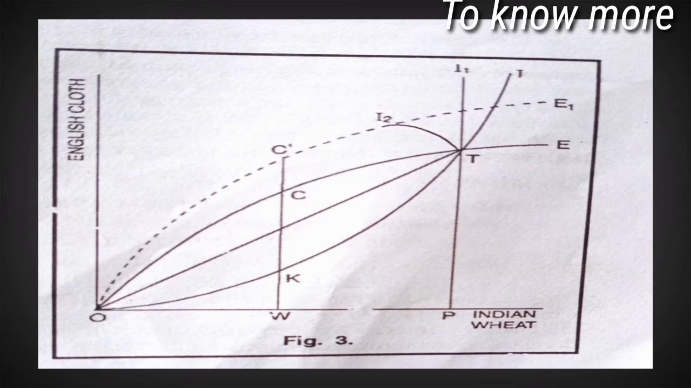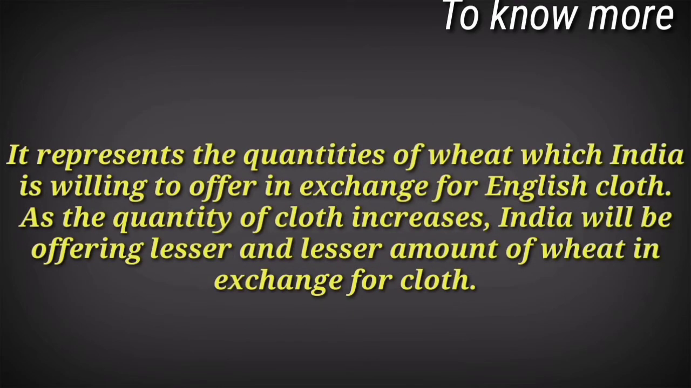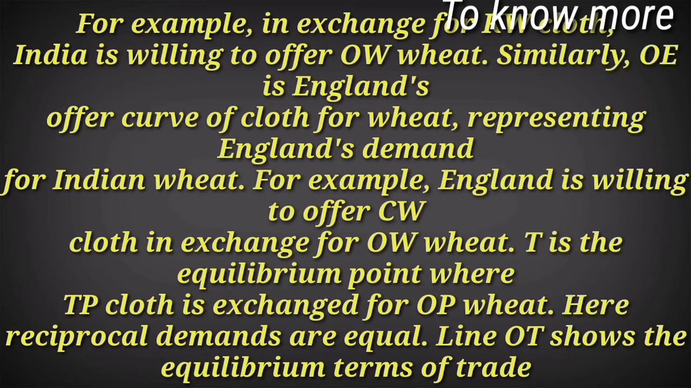OI is India's offer curve, indicating Indian wheat in terms of English cloth, and OE is England's offer curve, indicating English cloth in terms of Indian wheat. India's offer curve also indicates India's demand for cloth in terms of wheat. It represents the quantities of wheat which India is willing to offer in exchange for English cloth. As the quantity of cloth increases, India will offer a lesser and lesser amount of wheat in exchange for cloth.